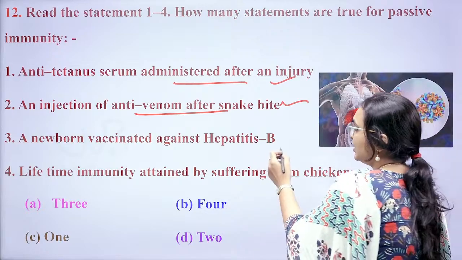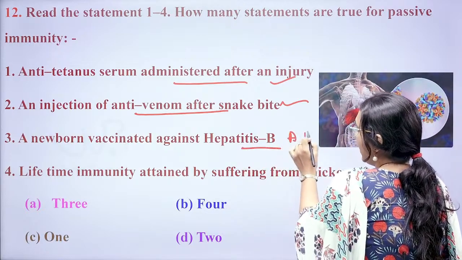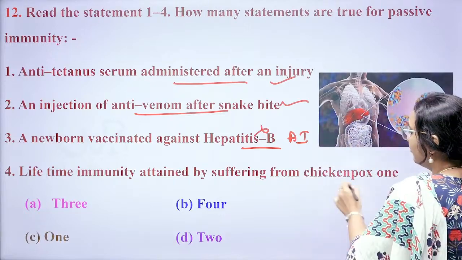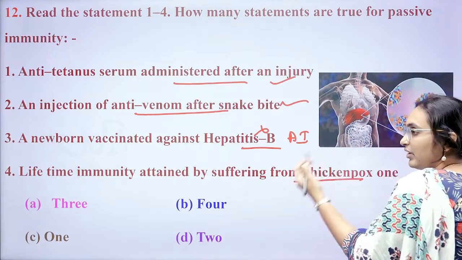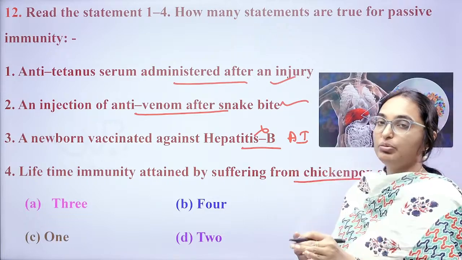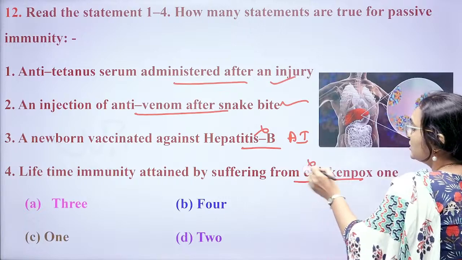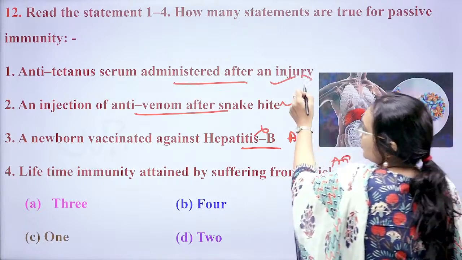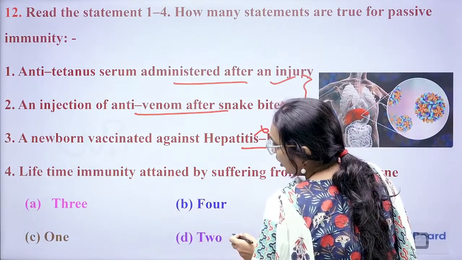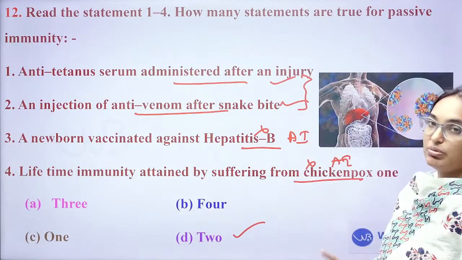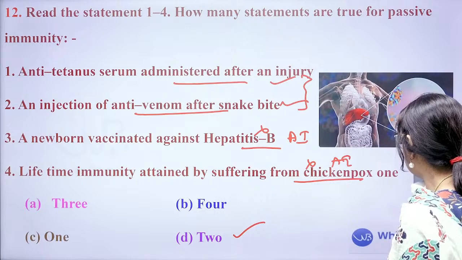Newborn vaccinated against hepatitis. This is an example of active immunity. So, no. Lifetime immunity attained by suffering from chickenpox. When you give antigens, the person will attain lifetime immunity by generating their own antibodies. That's why this is also wrong. This is also an active immunity example. So, options are 1 and 2. How many are true for passive immunity? 2 statements are true for passive immunity.